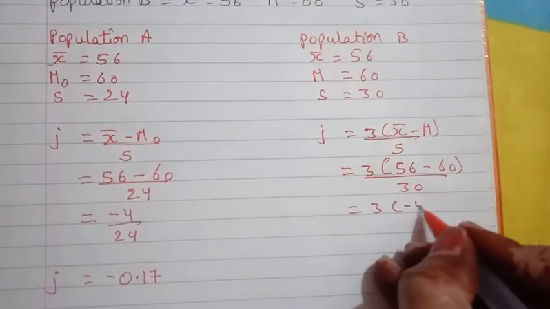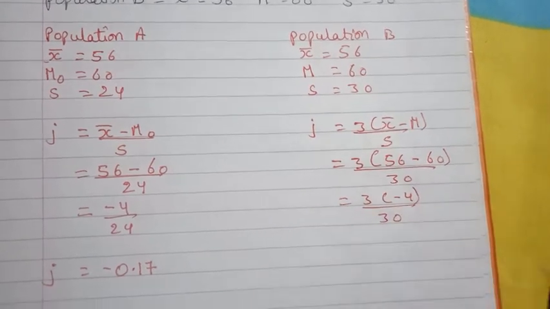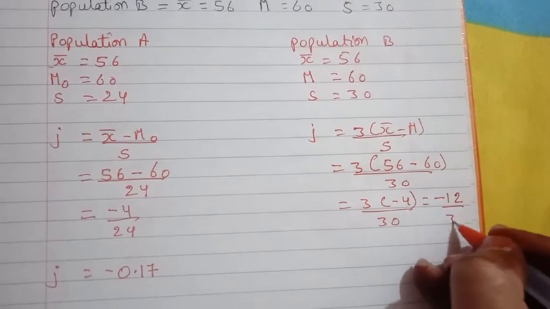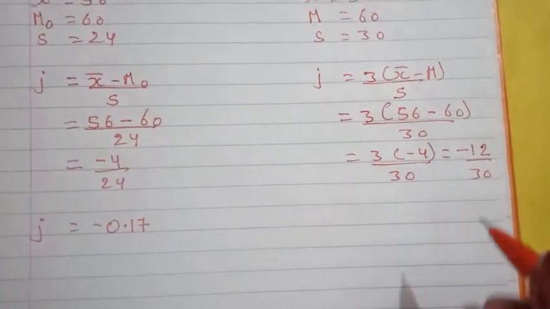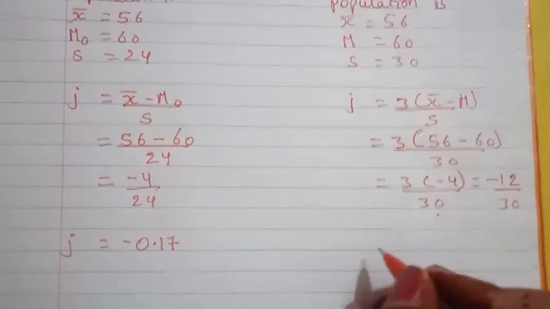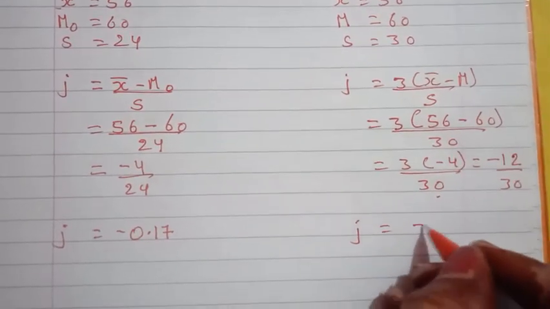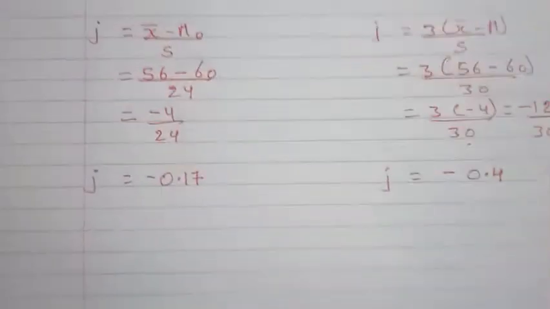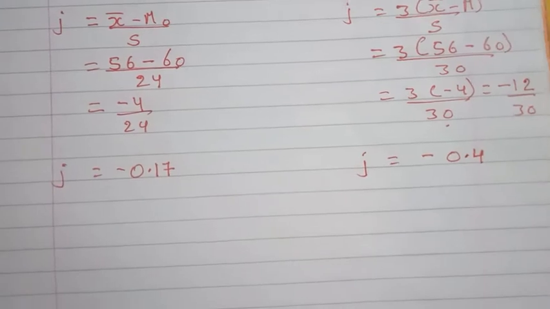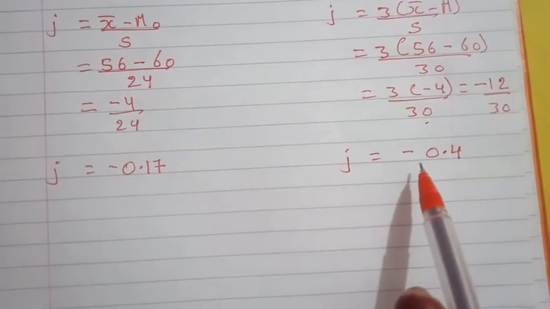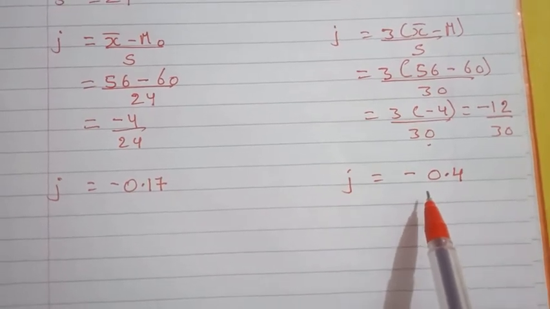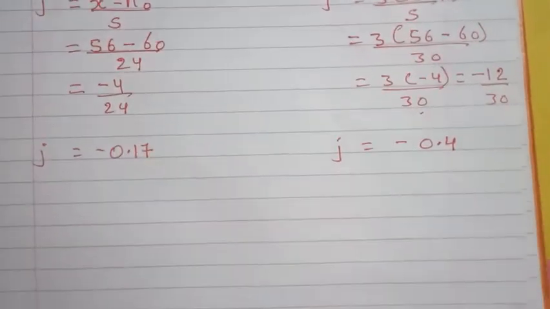3 into minus 4 upon 30. That will give us minus 12 upon 30. Or you can cut here, 3 tens are 30, minus 4 divided by 10. So that will give you the J value minus 0.4. Now as you can see, for population A, J is minus 0.17, and for population B, J is minus 0.4. Therefore the population A is more near to symmetry.